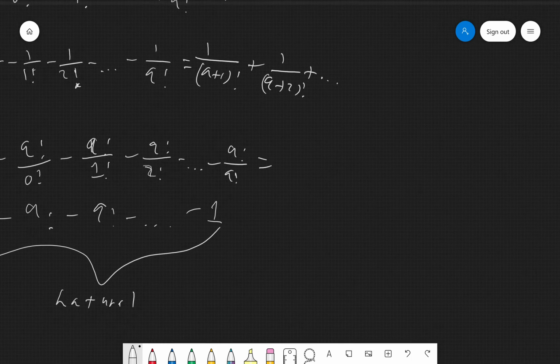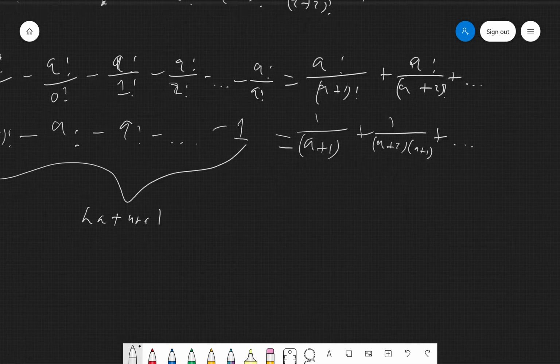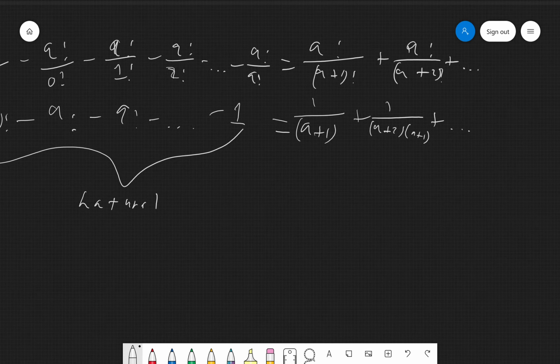we're going to multiply by q factorial. We're going to get q factorial over q plus 1 factorial plus q factorial over q plus 2 factorial dot dot dot. That's equal to, and now we're going to see some more cancellation, 1 over q plus 1 plus 1 over q plus 2 times q plus 1 plus dot dot dot. And we know that q is natural, right? So that means that q is at least 1.